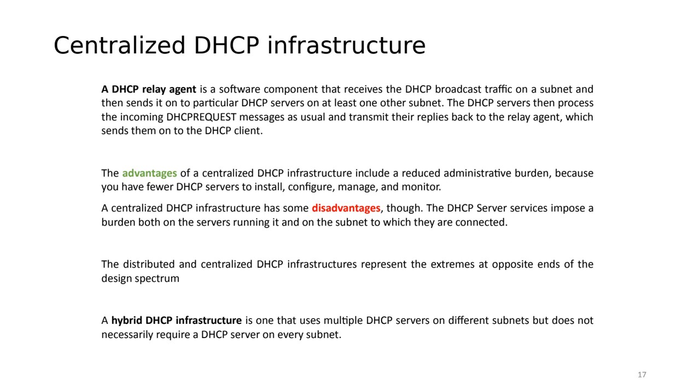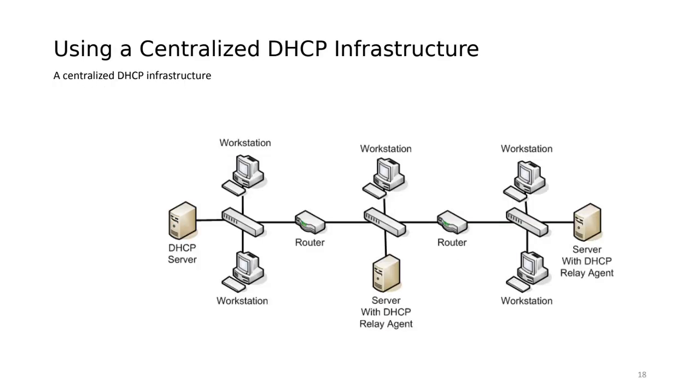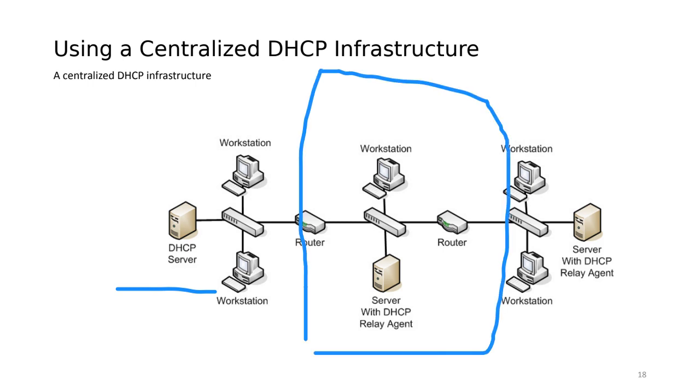So we have one extreme, centralized, and another extreme, distributed. You combine both worlds and it is called hybrid. In the hybrid, it is a mixture of centralized with relay and distributed. This is a centralized design. You see the centralized, where is the DHCP server? On one corner here. And then in each segment, what do we have? A relay agent, the software.